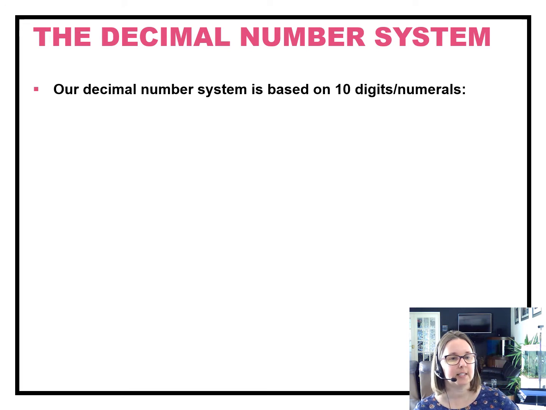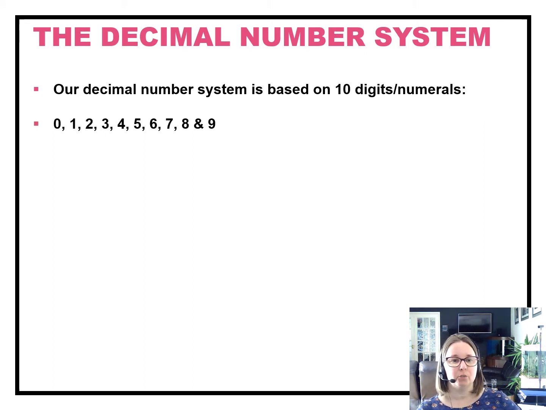So our decimal number system is based on 10 digits or numerals, and you'll notice that I'm quite deliberate about the terminology that I'm using here. The words digit and numeral are generally interchangeable, however, neither of those is interchangeable with the word number, and I will explain and show you why as we go through the session.